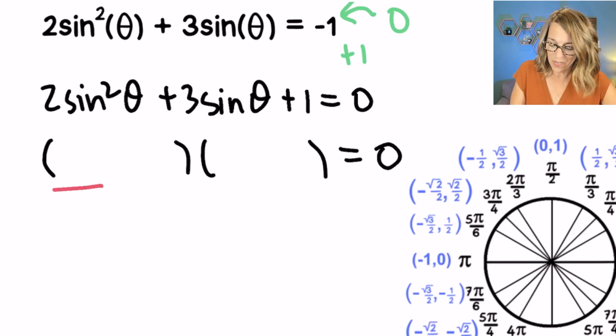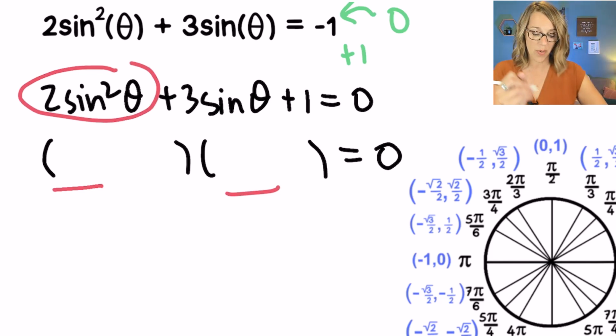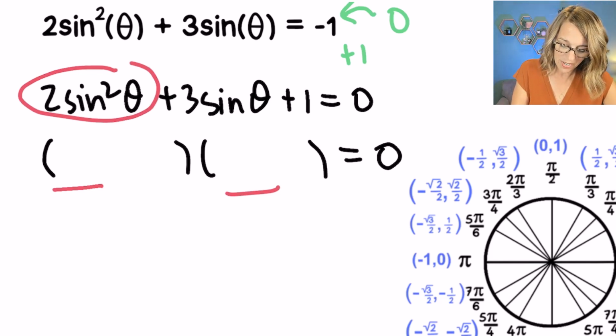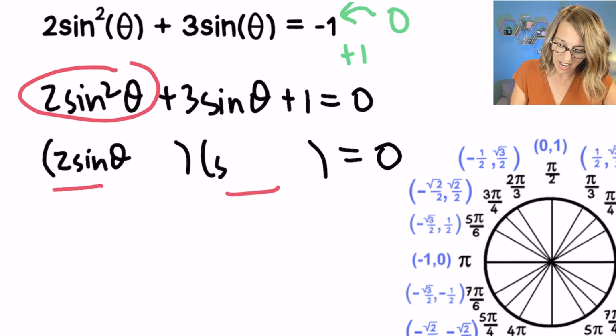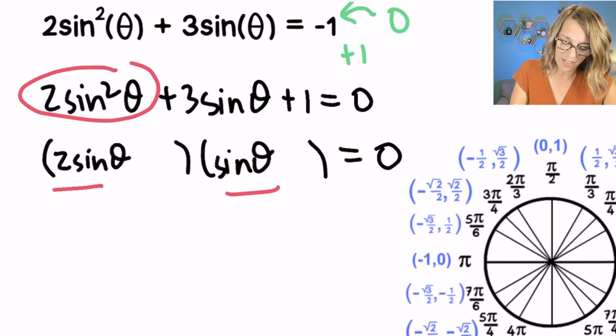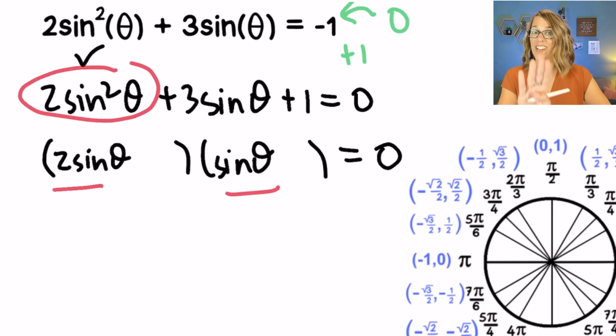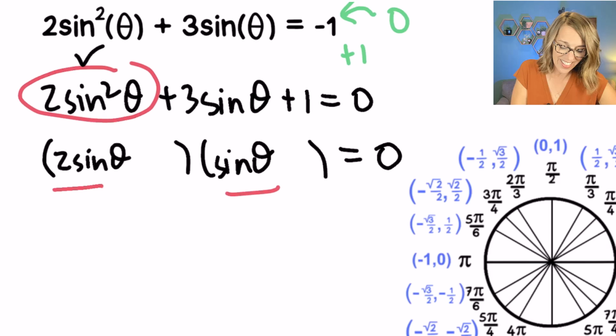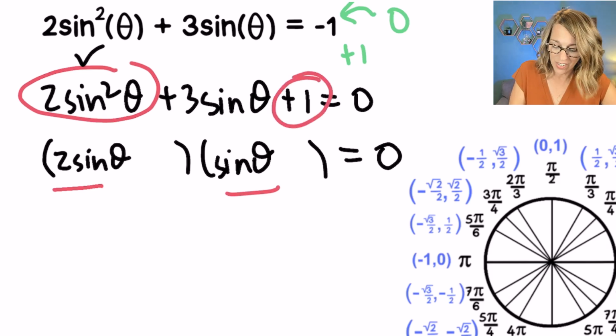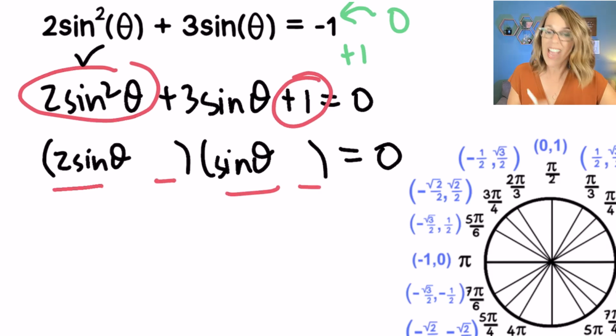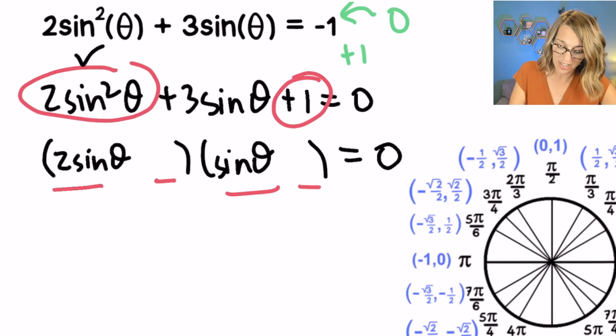Those first two values need to multiply to be our 2 sine squared. So to get that, I'm going to put in a 2 sine theta times a sine theta. So I've got that first product guaranteed. And then the last group needs to multiply to be a 1. So this last one times that last one needs to multiply to be a positive 1. There's only one way that can happen, and that would be a 1 times a 1.